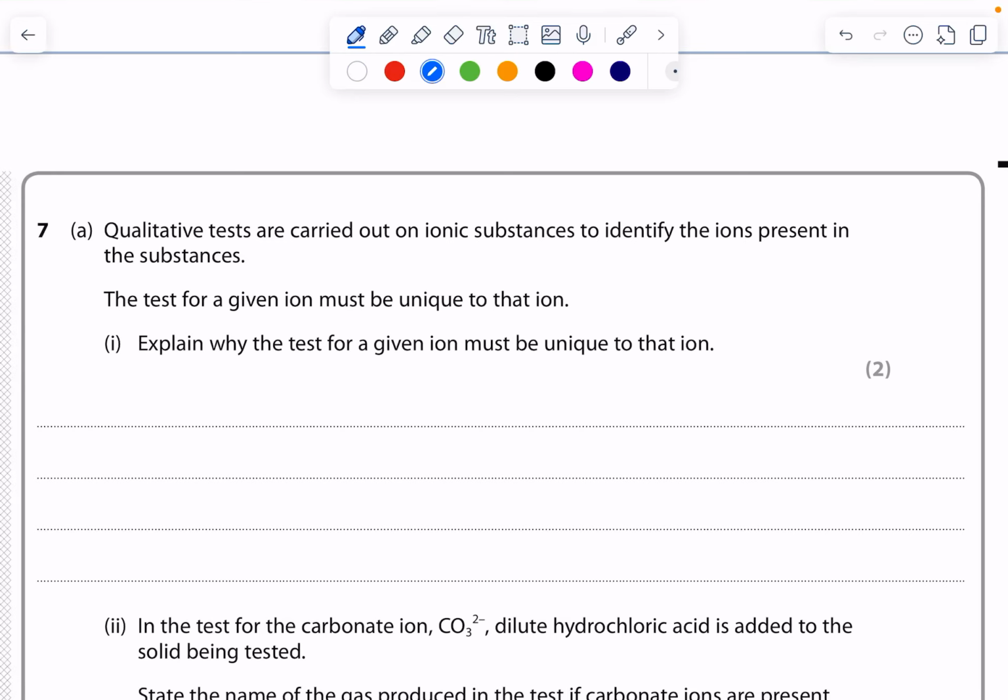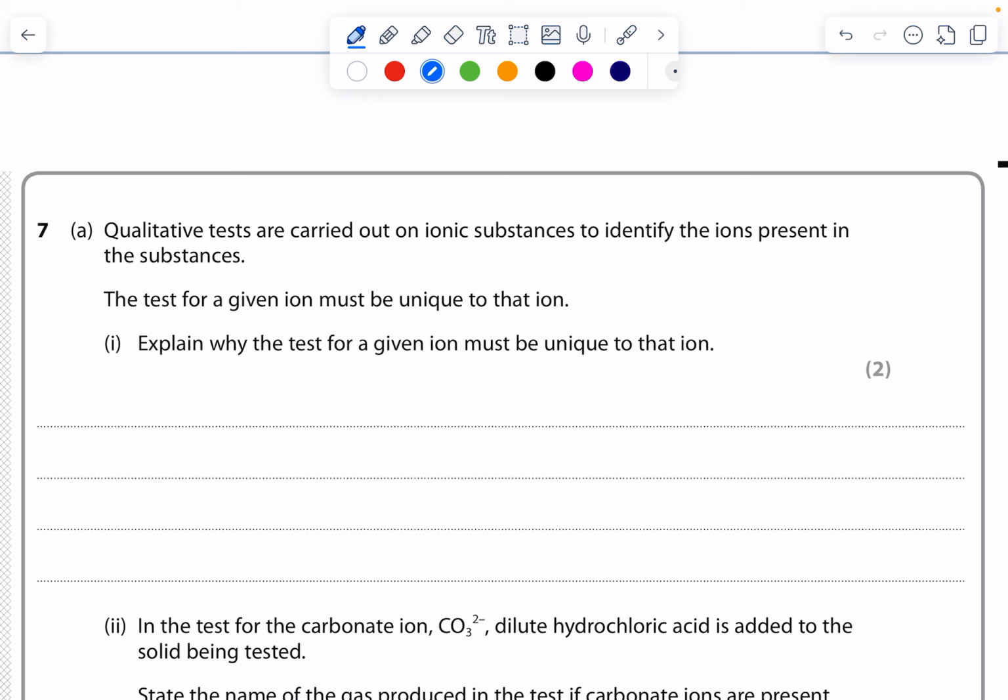So this is all about qualitative tests. And remember, they are used to identify the presence of ions in substances. And it says the test for each ion must be unique. Explain why the test ion must be unique. So if we have tests that are not unique, it's going to be really hard to tell the ions apart.